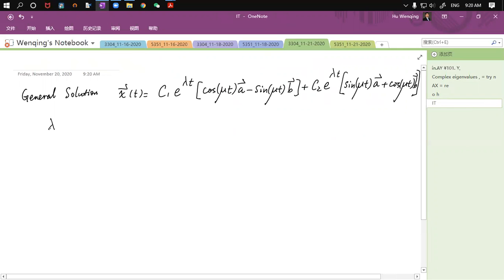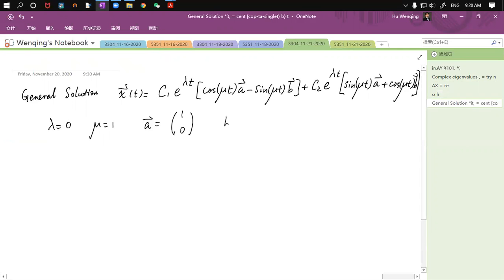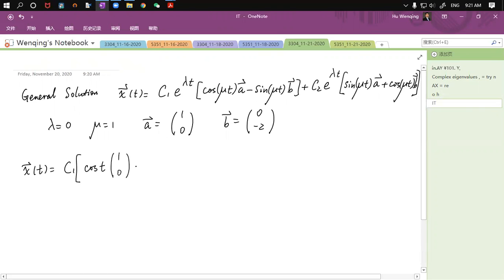And once you have the formula, remember we have all this data where lambda is 0, mu is 1, the vector A is equal to 1, 0, and vector B is equal to 0 and minus 2. Is that good, family? So the solution can be found if you just put the data into it. Lambda is 0, so e to the power lambda t is 1. So you don't have anything here. C1 of the cosine t, mu is 1, multiplied by 1, 0, minus the sine t multiplied by 0 and minus 2. So that's the first solution.